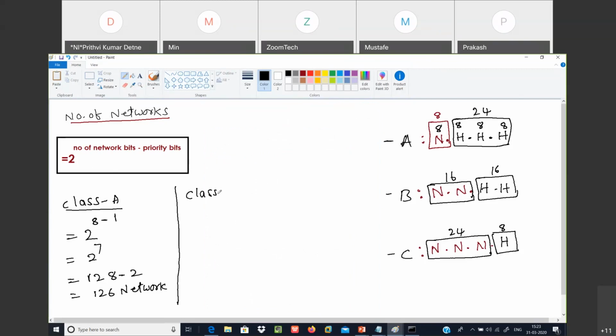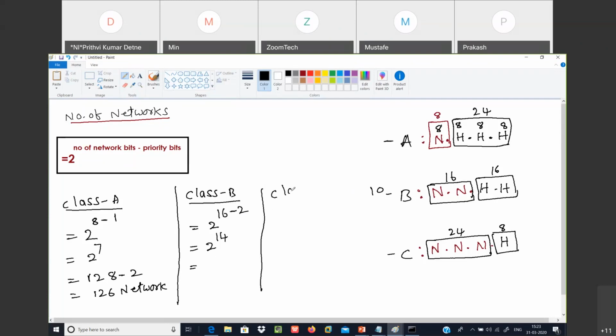Class B. For class B, 2 power number of network bits, 16, minus priority bits. How many priority bits for class B? 2, which is 10, right? So 2 power 14 networks are valid.